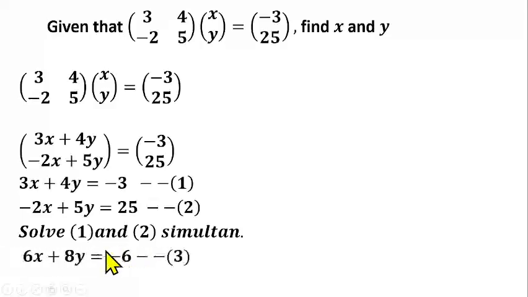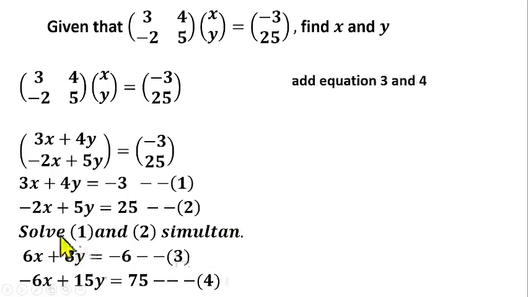So if we do that, we multiply this one by 2, we have 6x plus 8y equals to minus 6. Multiply this one by 3, we have minus 6x, then plus 15y equals 75. Then we can now add equation 3 and equation 4 to eliminate x. So this plus minus this, that gives us 0. 8y plus 15y will give us 23y. Minus 6 plus 75 gives us 69. Divide both sides by 23. y will be equals to 3.